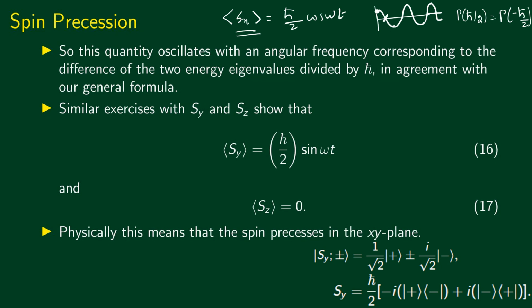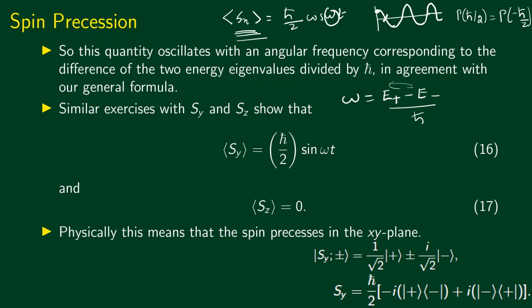Now, this is an oscillatory function. This means that the expectation value of Sx oscillates in time. The angular frequency of oscillation is denoted by omega, and we saw that omega is equal to (E plus minus E minus) divided by h bar. It's the difference of the two energy eigenvalues divided by h bar.